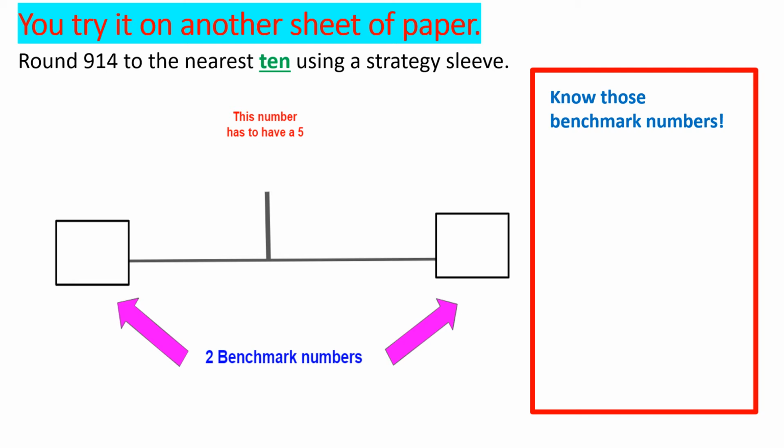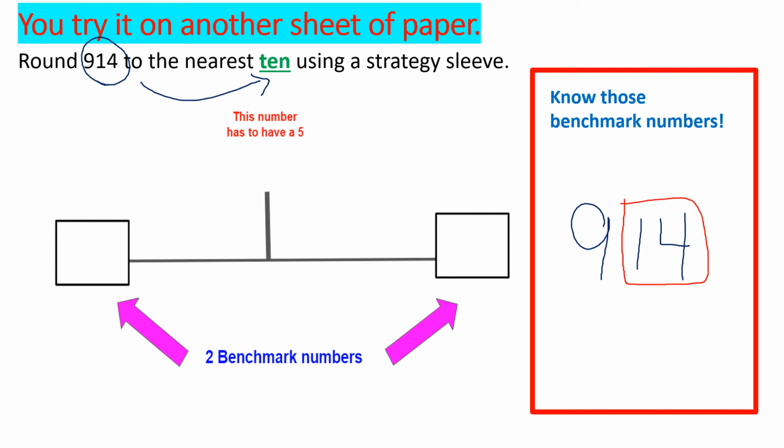Okay, now you're ready to try another one on your sheet of paper. Here we go. So this time I have 914 and I am still rounding to the nearest 10. So I'm going to put 914 in my workspace. This is your new box. You have another box there. You're going to put it in your workspace, 914. We're still rounding to 10. So we're going to go ahead and box in the 10. And then we need to find a benchmark number up here and a benchmark number down here.